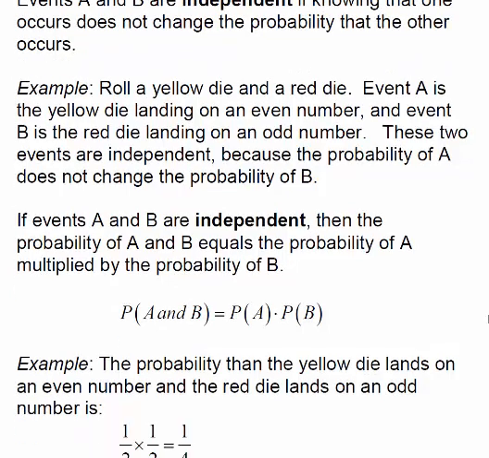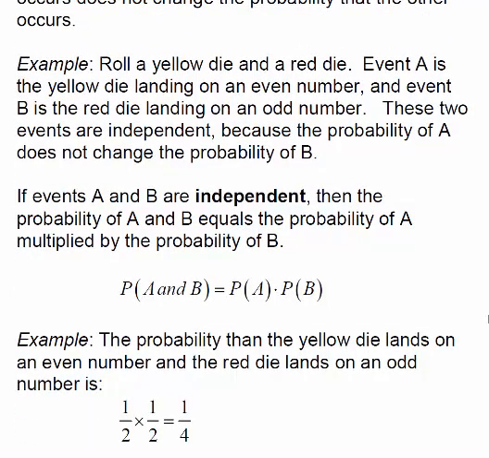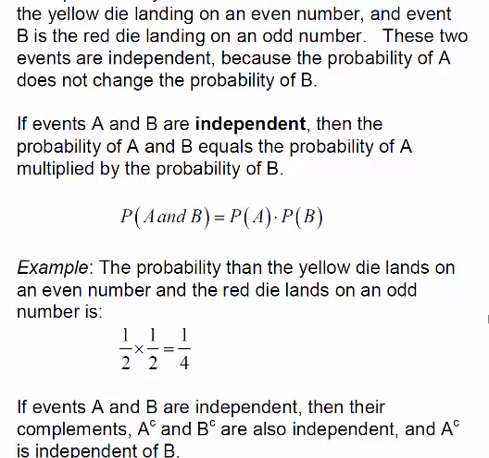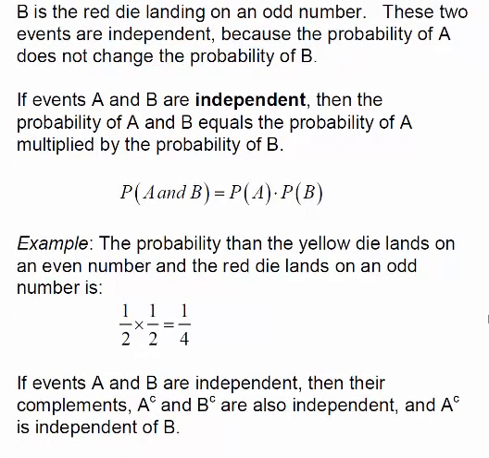Our example for this one: the probability that the yellow die lands on an even number and the red die lands on an odd number. In a die, half the numbers are even, half are odd. So we have 1/2 times 1/2. They are independent of each other, so the probability is 1/4. The next one: if the events A and B are independent, then their complements are also independent. And A complement is independent of B also.